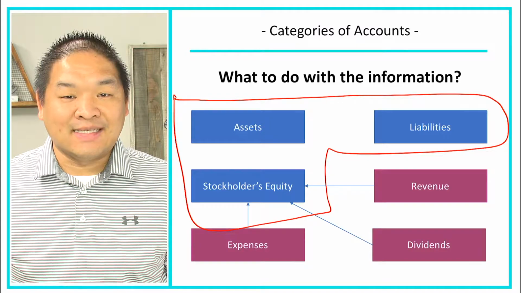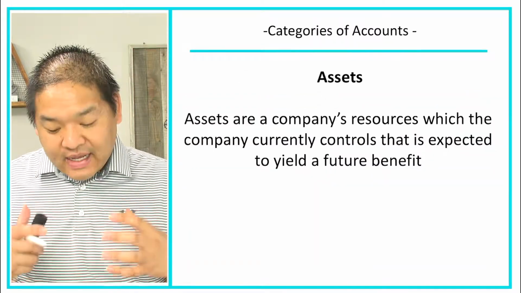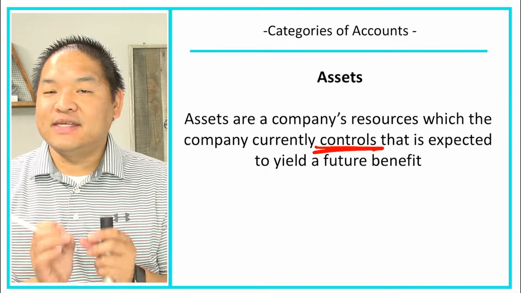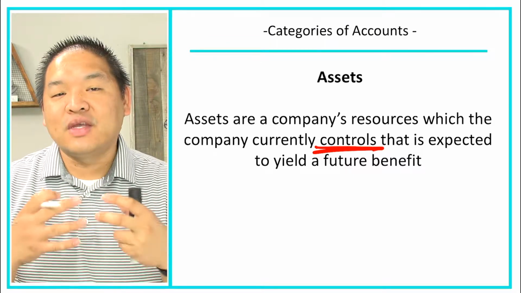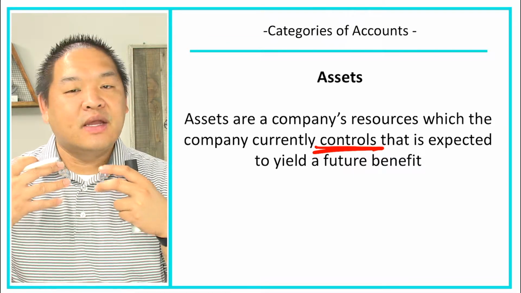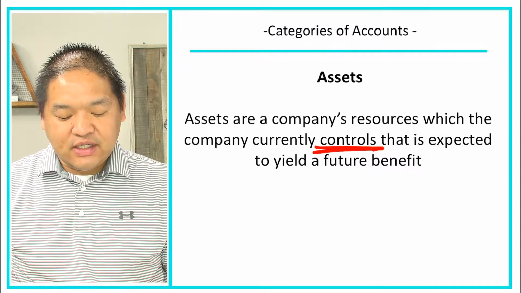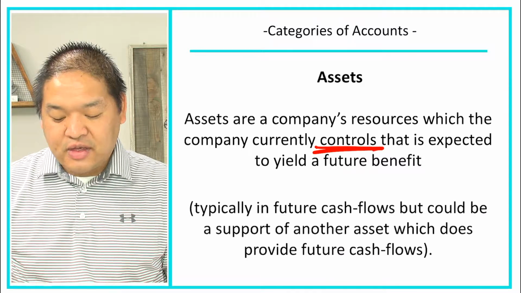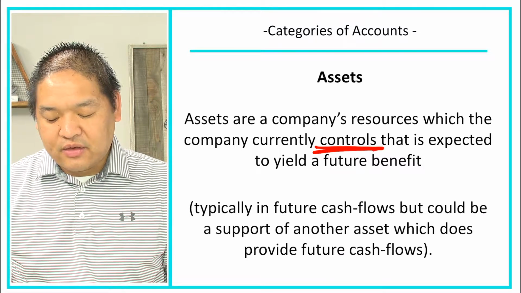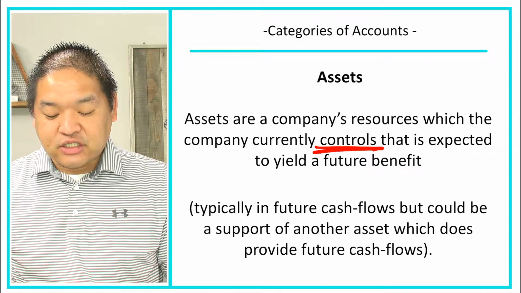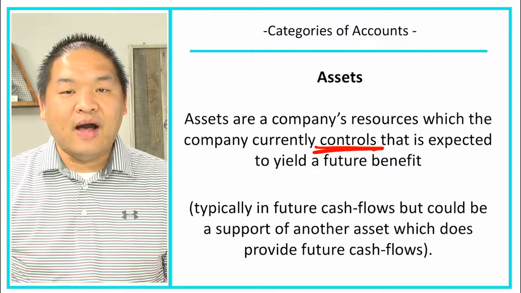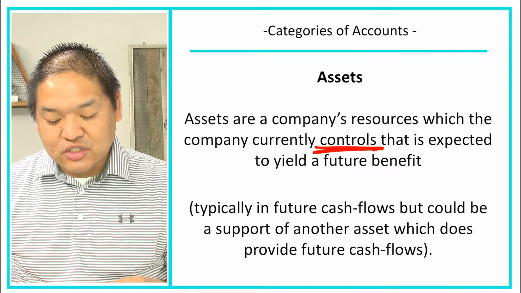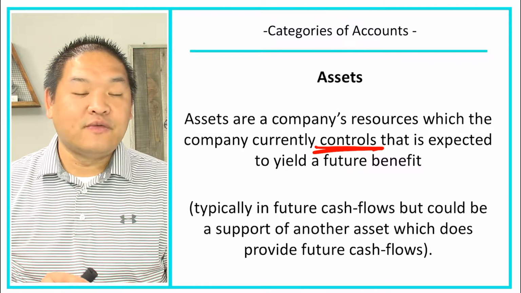So we're going to start off with assets. Assets are a company's resources which the company currently controls. Notice it doesn't say own, although usually it means own, but what the company controls that is expected to yield a future benefit. What do we mean by future benefit? Typically future cash flows, but could be a support of another asset, which does provide future cash flows. So what is an example of an asset? Assets are a company's resources, which the company controls, that are expected to yield future benefits.